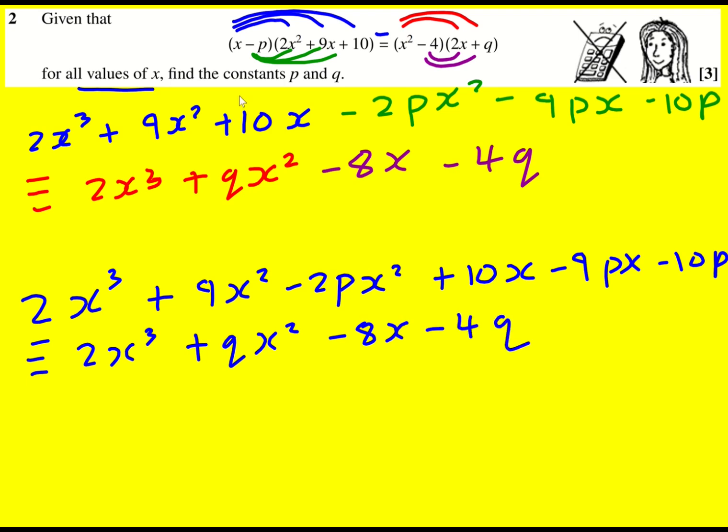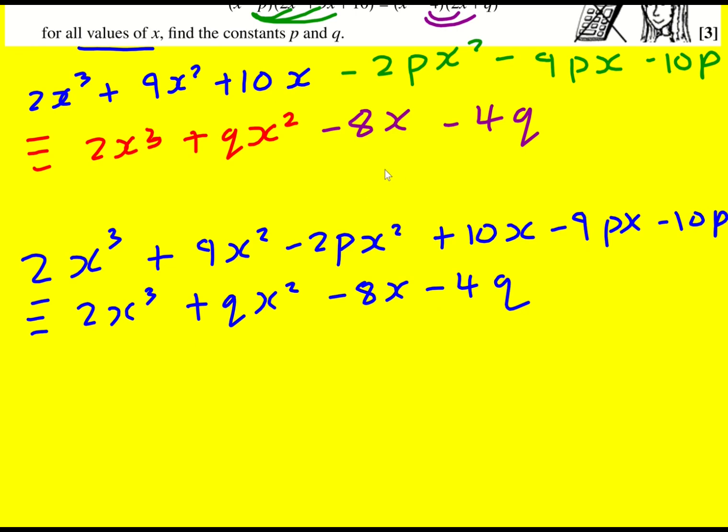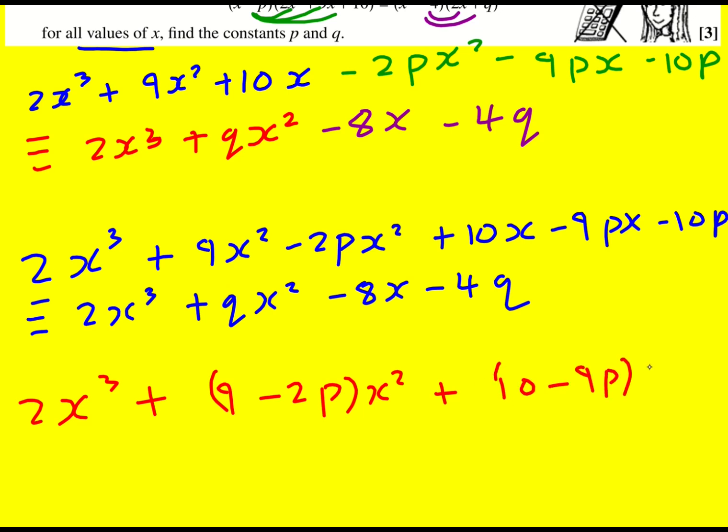So from this, I can start comparing coefficients. I'm actually going to do one extra step because I think it helps and it's good to learn this. I can factorize out the x squared here. It's going to be 9 minus 2p x squared. It's just then much more easy to make a direct comparison with q. They're going to be the same. And I get similar over here. It's going to be 10 minus 9p x minus 10p.